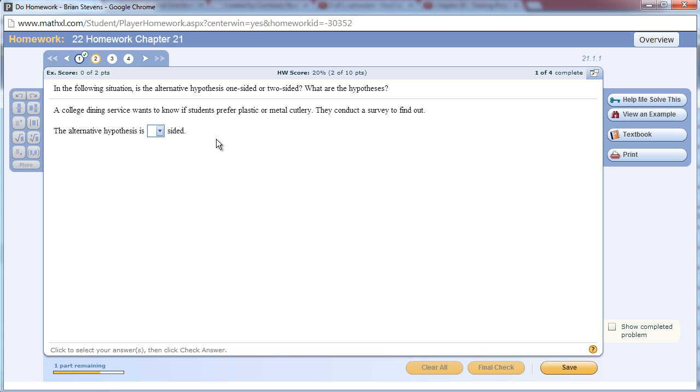A college dining service wants to know if students prefer plastic or metal cutlery. So we don't know which one they would like better. The true proportion of students who like plastic might be higher. The true proportion of students who like metal might be higher.